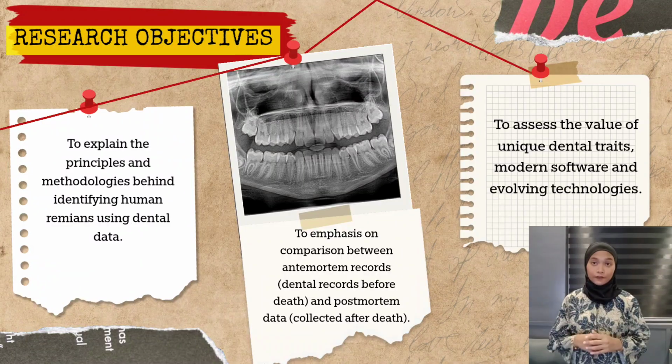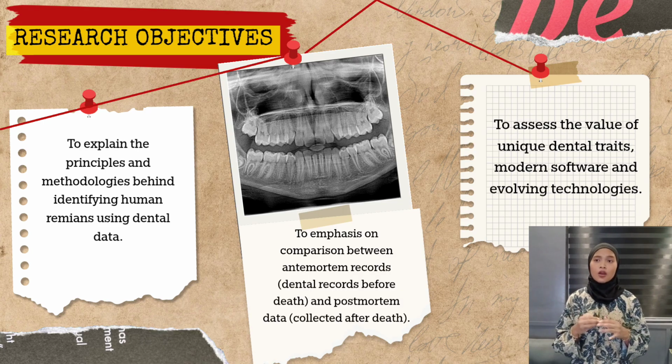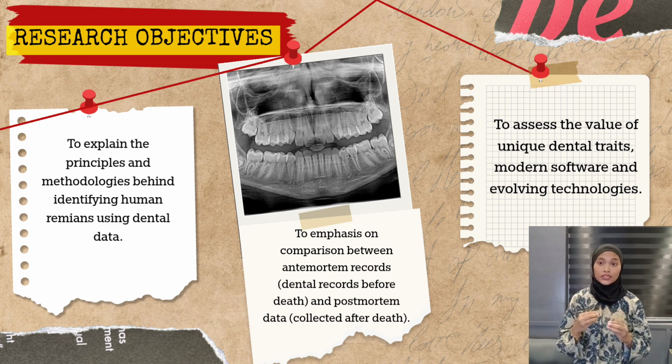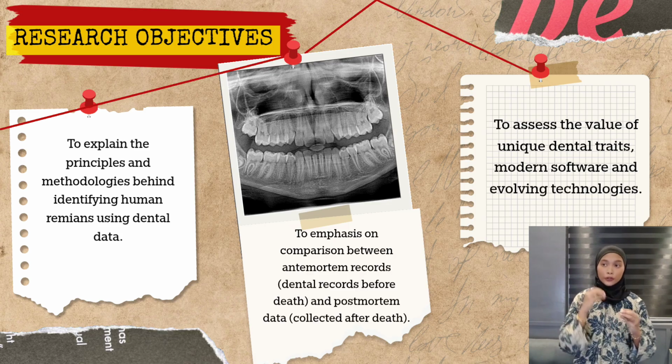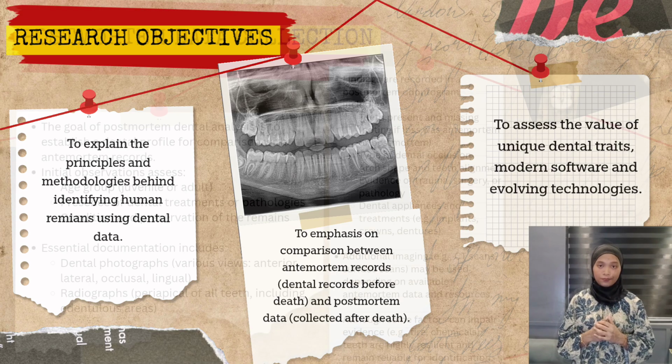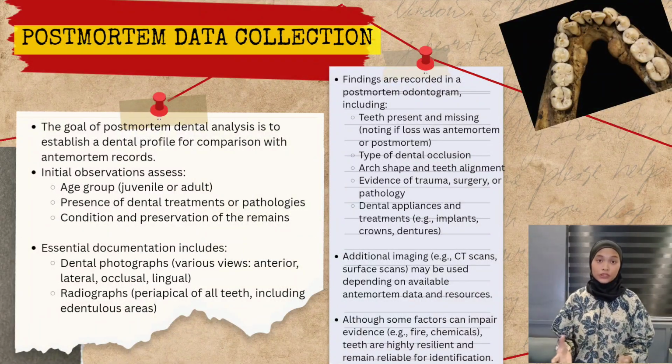So, the objectives of this research are, first, to explain the principles and methodologies behind identifying human remains using dental data. The second is to emphasize the comparison between antemortem records, which are dental records before death, and postmortem records, which are collected after death. The third and last is to assess the value of unique dental traits, modern software, and evolving technologies. So we go further into postmortem data collection.